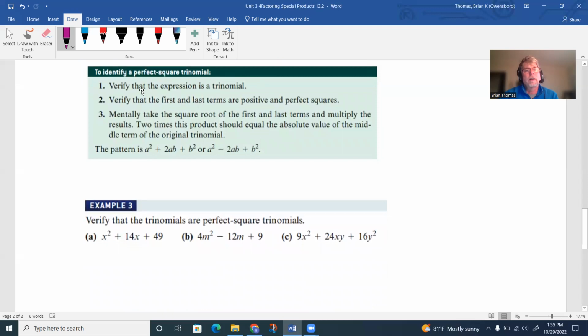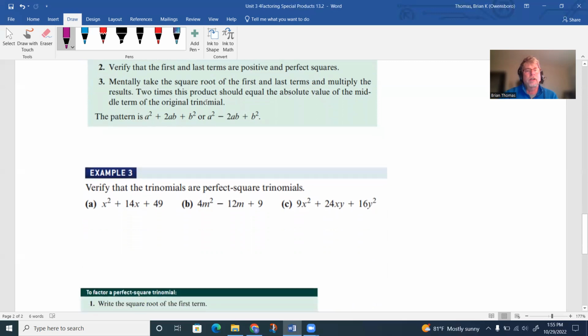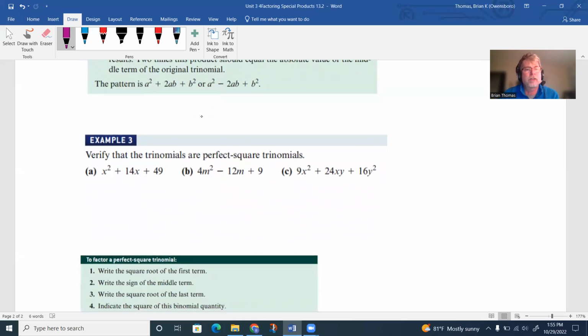To identify that a trinomial is a perfect square trinomial, the first focus is on the first and last terms. They have to be perfect squares. So let's look at this example here: x squared plus 14x plus 49. If I want to identify that this is a perfect square trinomial, our attention is on the first term. Notice how x squared is a perfect square. And 49, notice how that is the same thing as 7 squared.